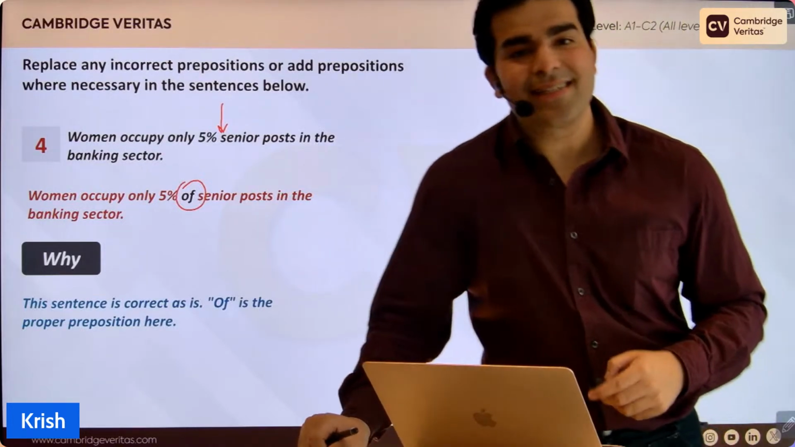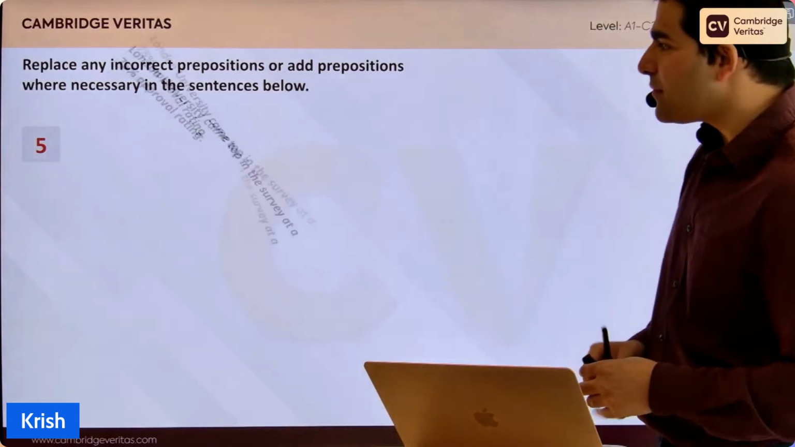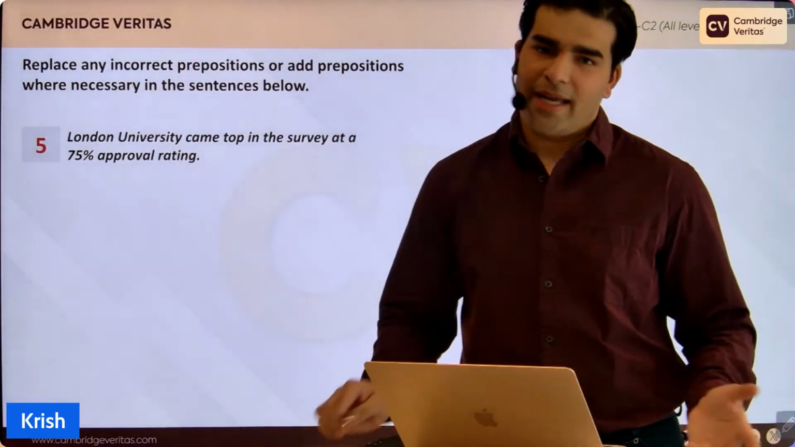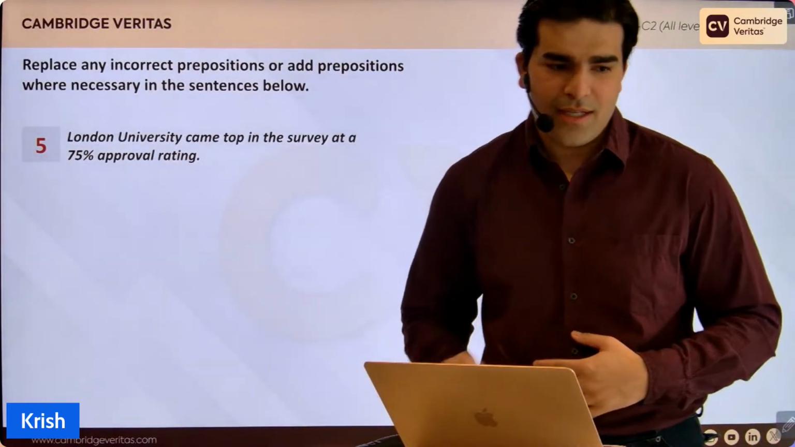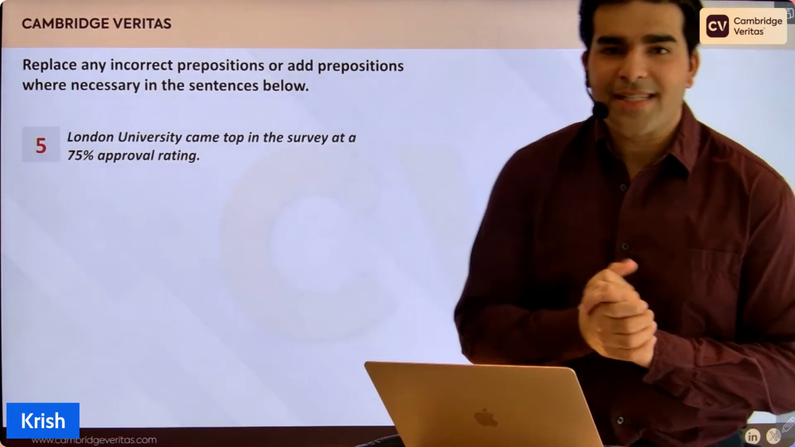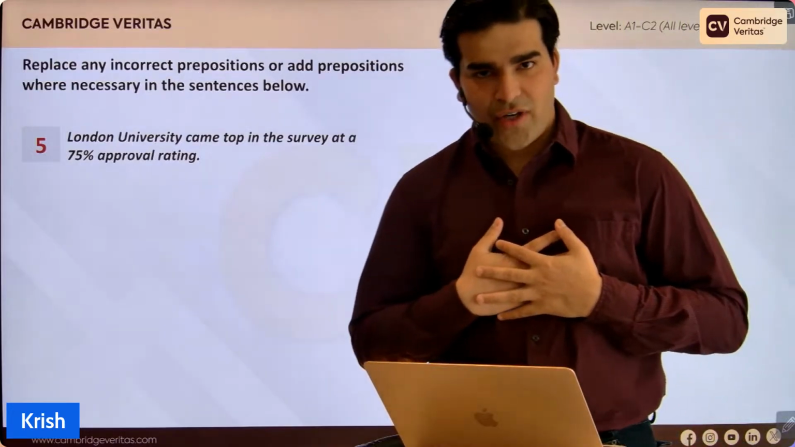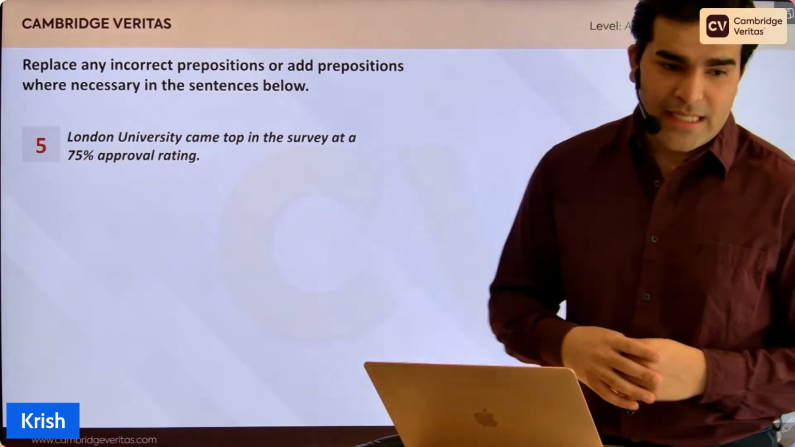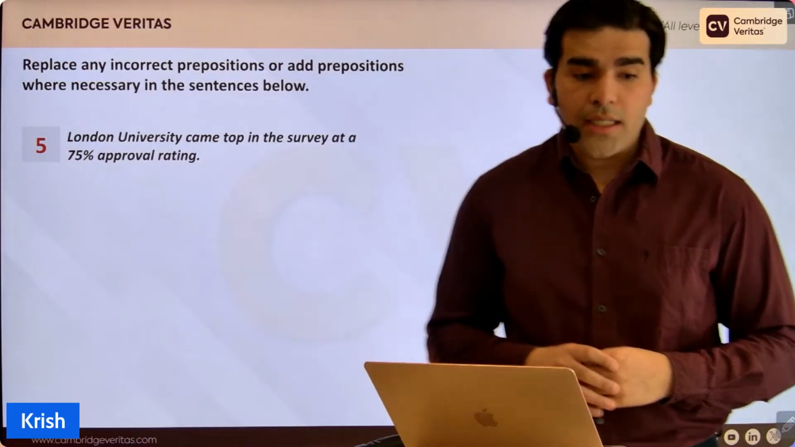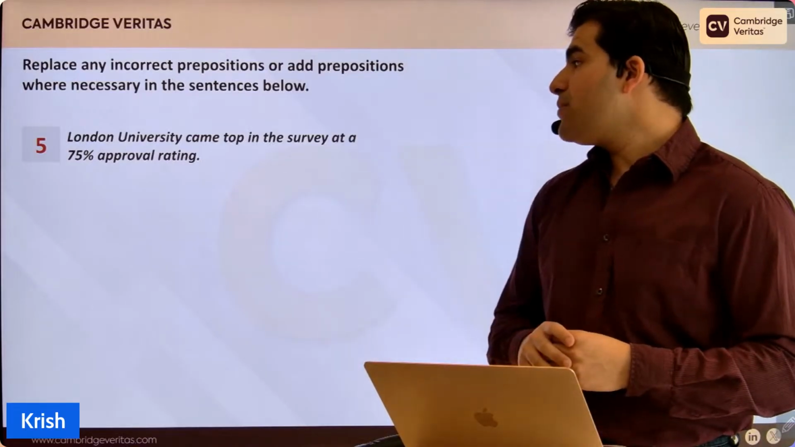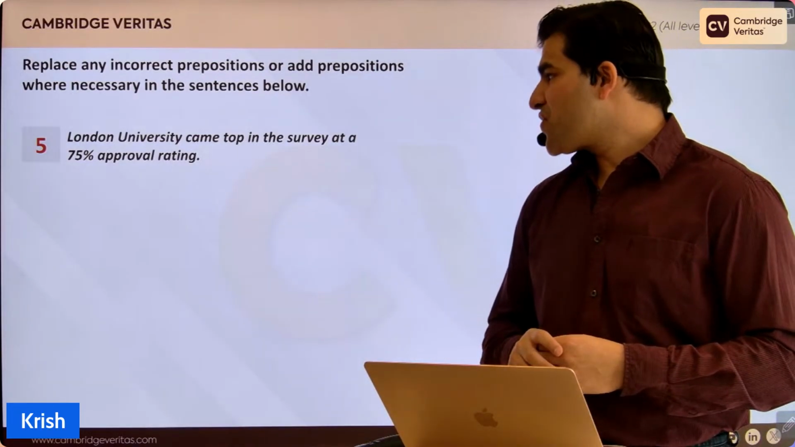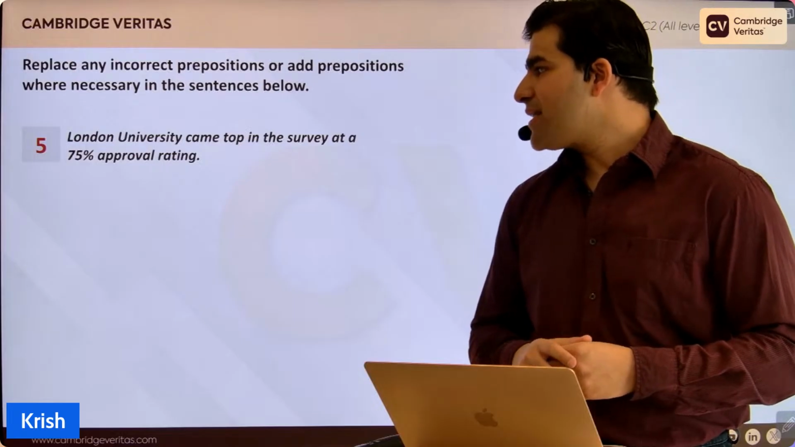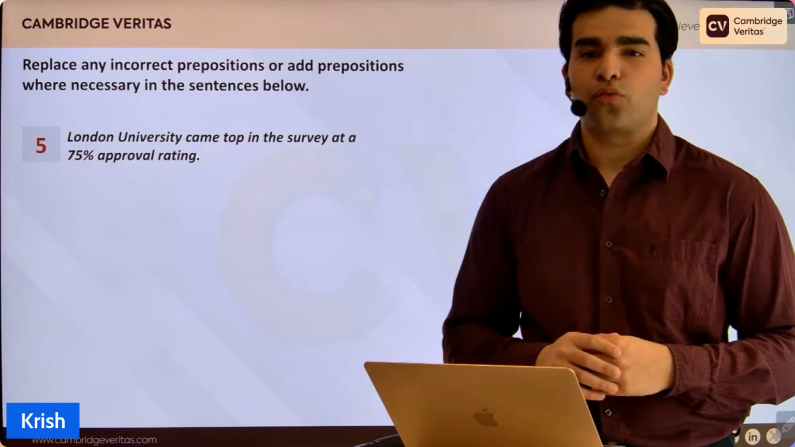Alrighty. Sentence number 5. Please have a look. Come on, guys. I'm the only one doing it. Hello? Where are you? Is it only a one-sided love story? Hello? We got to work together. So the sentence is: London University came top in the survey at a 75% approval rating.